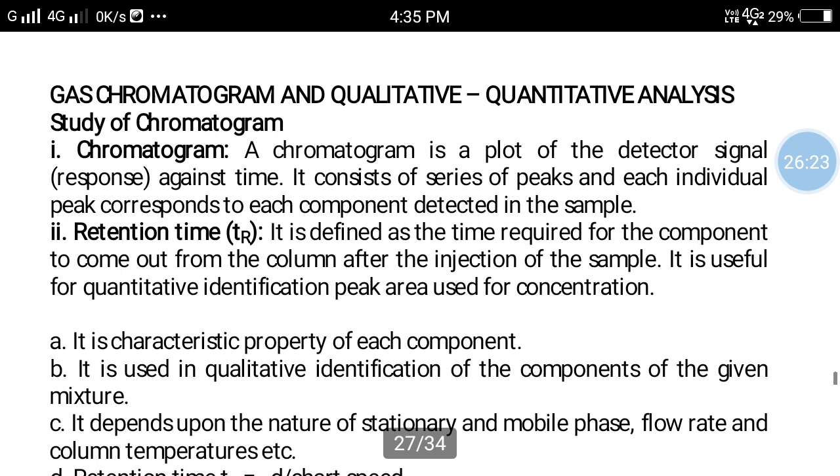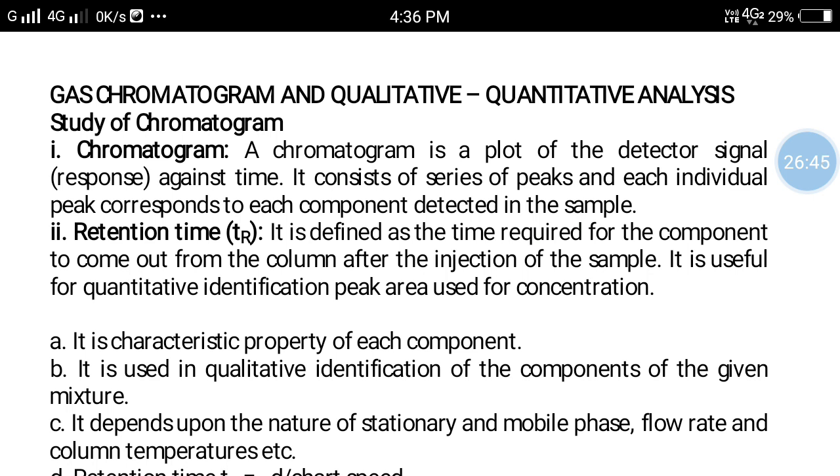In the gas chromatogram and the qualitative and quantitative analysis, the study of the chromatogram is the first topic. The chromatogram is a plot of detector signal, that is the response, against time. It consists of a series of peaks. Each individual peak corresponds to each component detected in the sample.